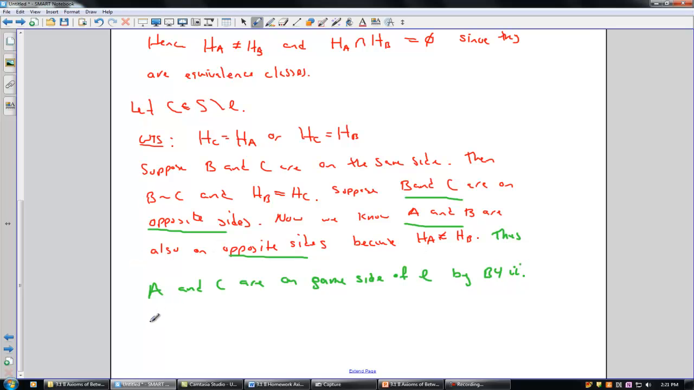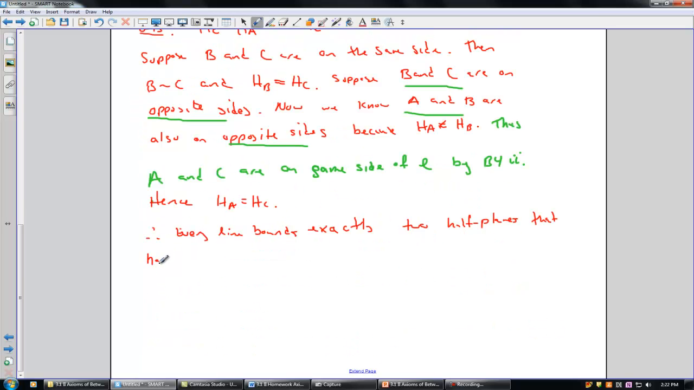Hence, we know that the half plane containing A is equal to the half plane containing C. So therefore, we either know the half plane containing C is the half plane containing A, or the half plane containing C is equal to the half plane containing B. So therefore, basically, we've shown every line bounds exactly two half planes that have no points in common.